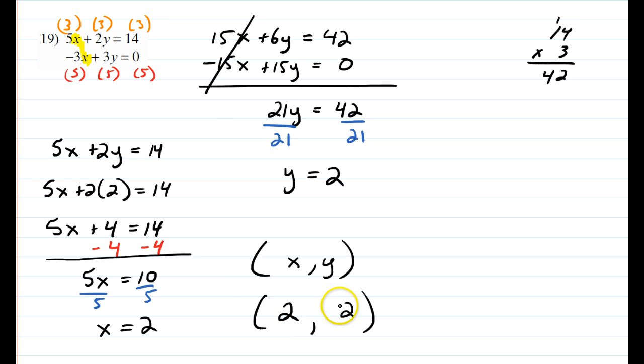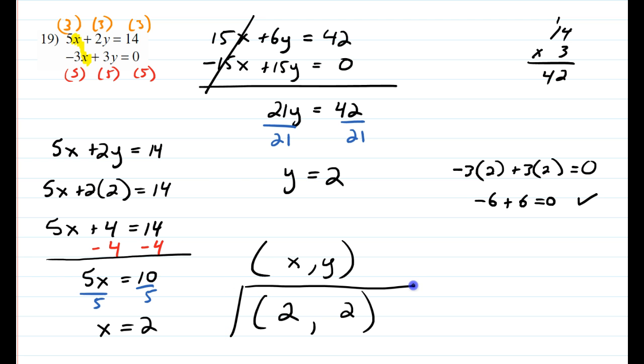Now if you wanted to check it, you'd use the bottom equation because we used the top to get the answer. So let's go over to the side and just check it. So negative 3, x is 2, so put a 2 there. Plus 3, y is 2, so put a 2 there. So that gives us negative 6 plus 6 equals 0. That is true. So that guarantees we got the answer right.